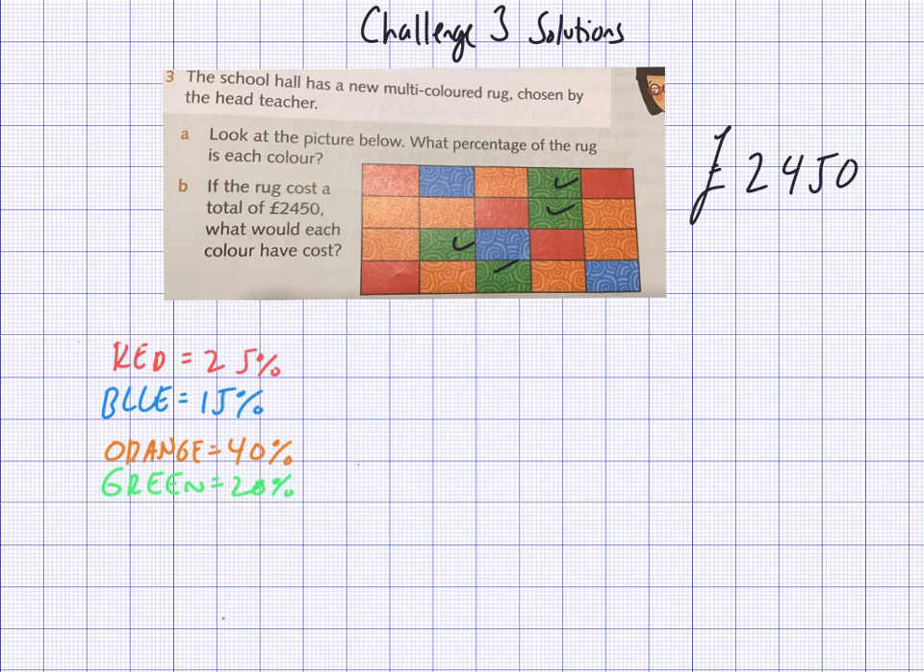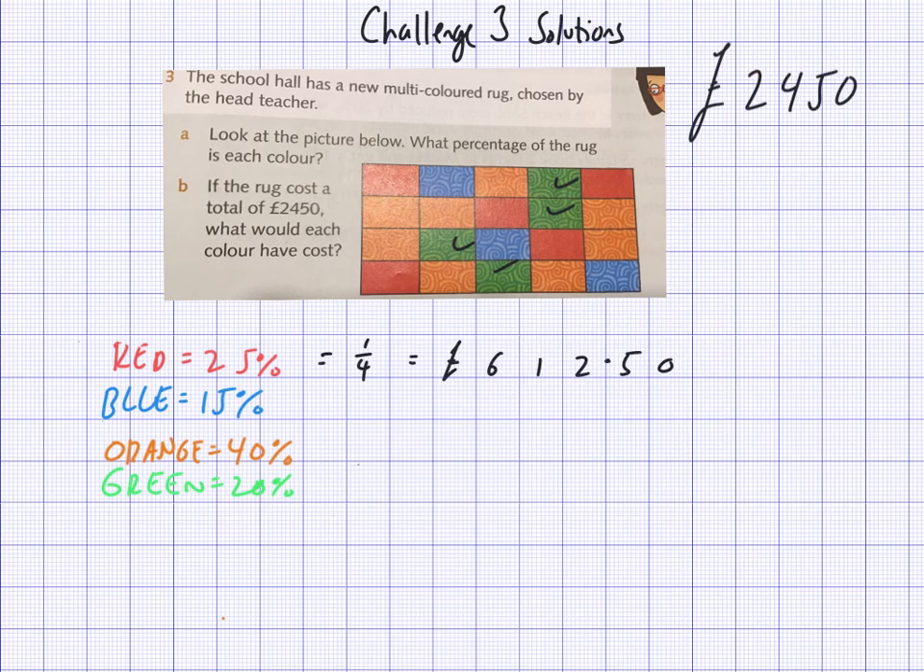So for the red, that's 25%, which is 1/4 of the total rug, so we need to find 1/4 of the price, so 2,450 divided by 4. So when I divided it by 4, I got £612.50.